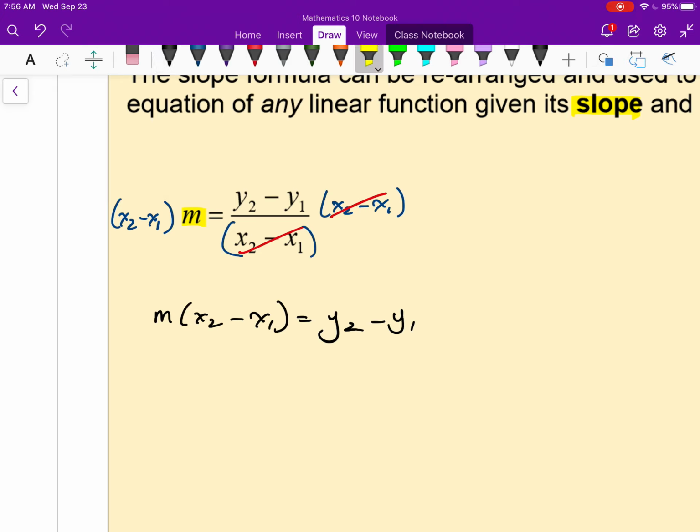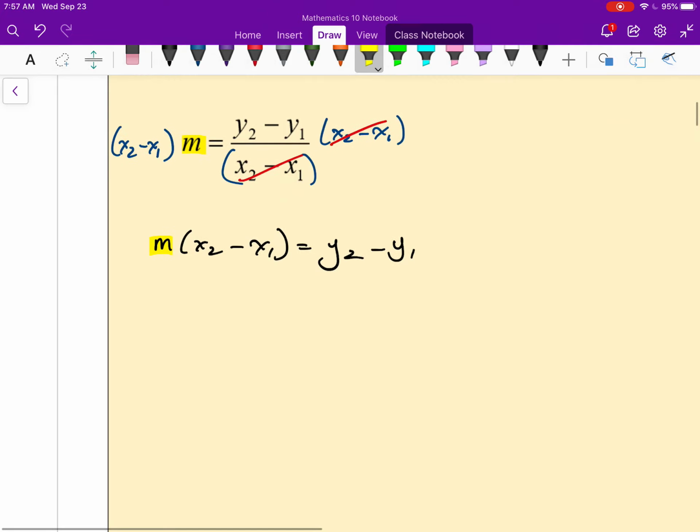Remember, m represents the slope of a line. x2, x1, y2, y1 represent the x and y coordinates of some point. At this point, I don't really need to have these x1, x2s. I'm just going to rewrite it as m times x minus x1 equals y minus y1. And I can do that because I can still tell the difference between x and x1. They're not the same. That's the whole point of these little 2's and 1's.